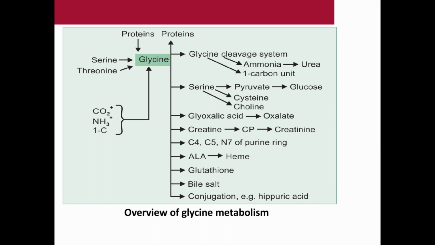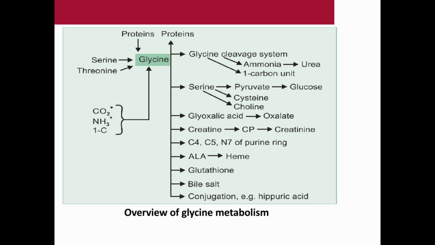So you see here an overview of glycine metabolism. You can see from carbon dioxide, ammonia, and one carbon unit, glycine is formed. From protein breakdown, glycine is formed. From serine, glycine is formed. From threonine, glycine is formed. So we can say these are the anabolic reactions by which glycine is formed in our body.